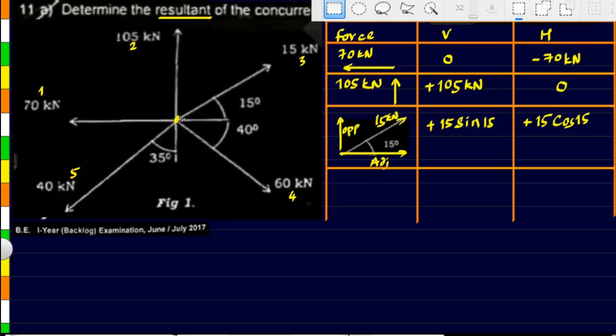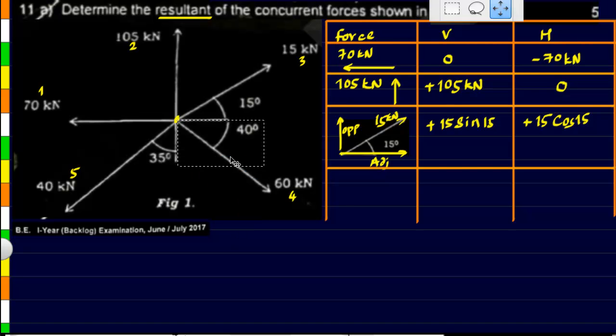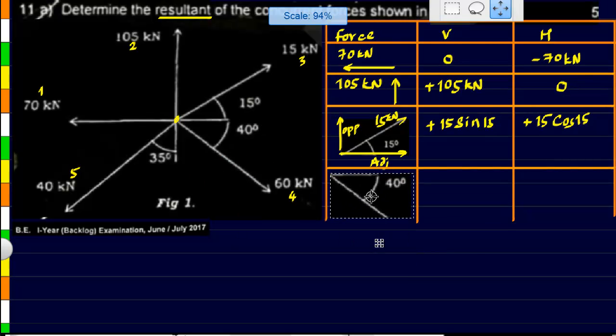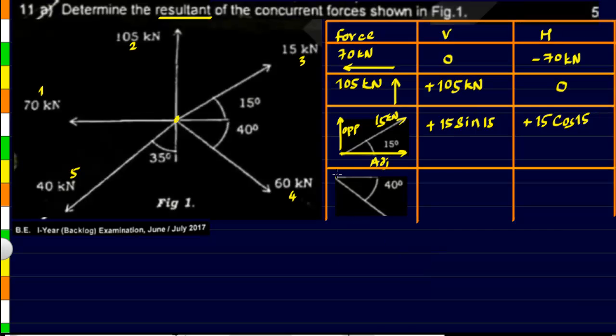Now the next force is over here, and it is again acting at an angle of 40 degrees. So these two are going to be its components. This is the actual force. The value of the force is 60 kilonewtons.